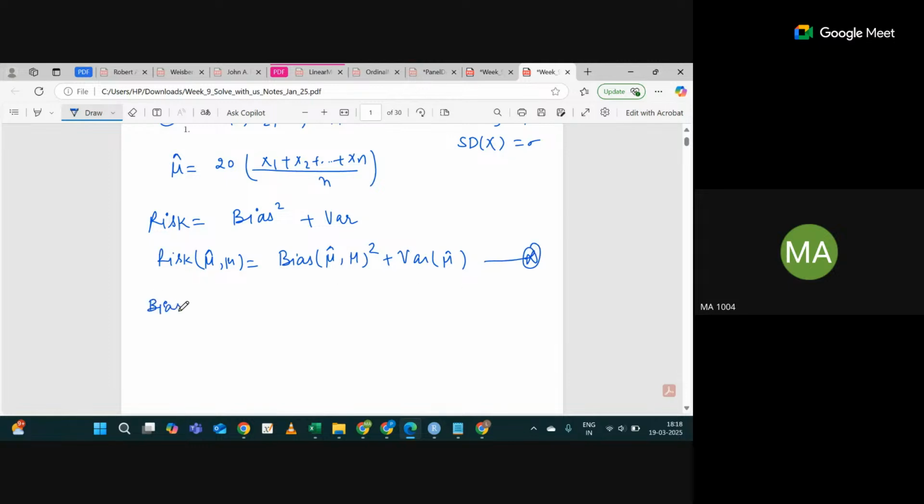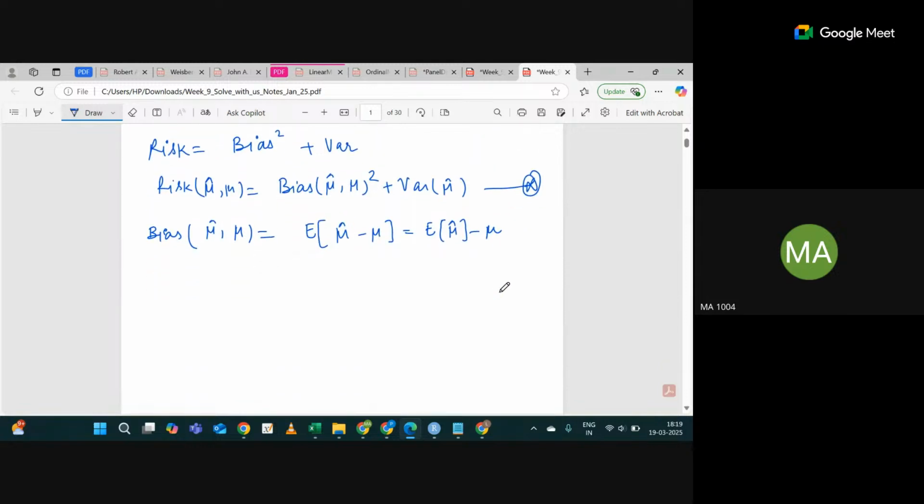So how will you define the bias? This is nothing but the expected value of the error. Error is mu hat minus mu, and it will be expected value of mu hat minus mu. Would you agree with me? And what is the expected value of mu hat? So it will be 20 times (x1 plus x2 plus so on plus xn) divided by n, minus mu.